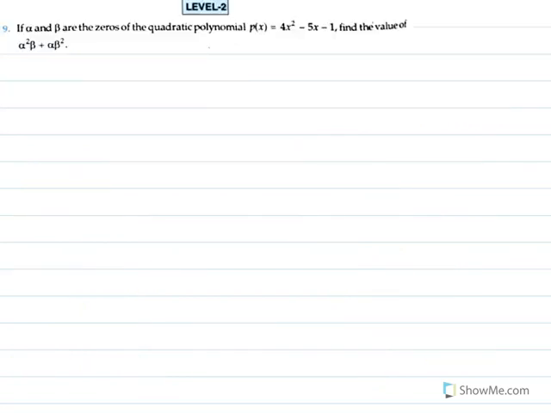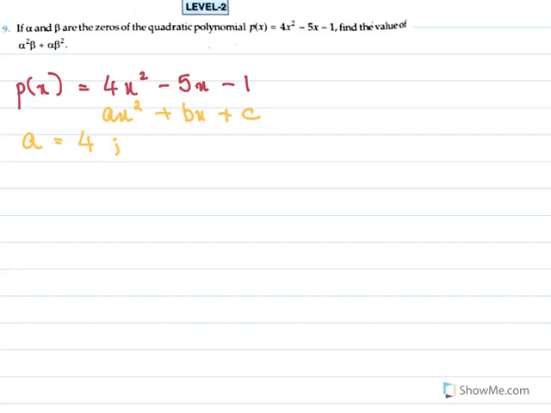Now for the next sum, if alpha beta are the zeros of the quadratic, find the value of alpha square beta plus alpha beta square. So quadratic p of x is equal to 4x square minus 5x minus 1. So when we compare it with ax square plus bx plus c, that's the standard quadratic, a equal to 4, b equal to minus 5, c equal to minus 1.